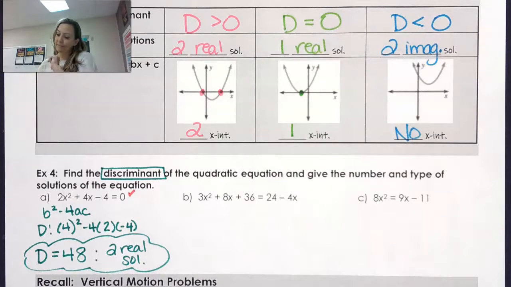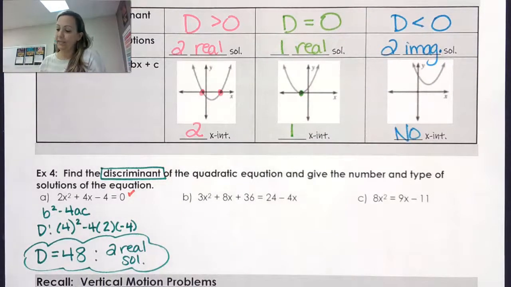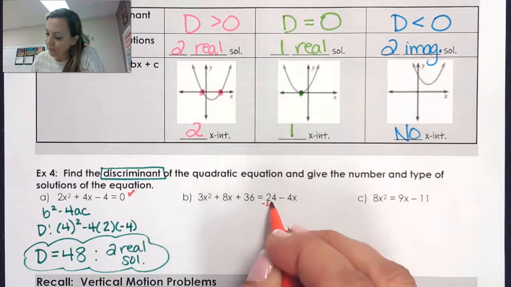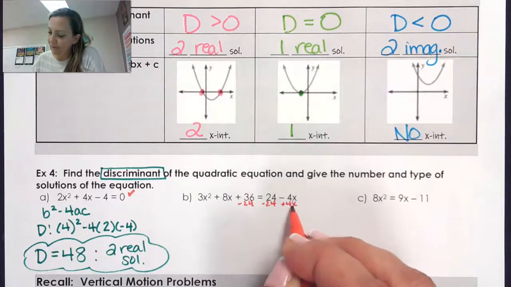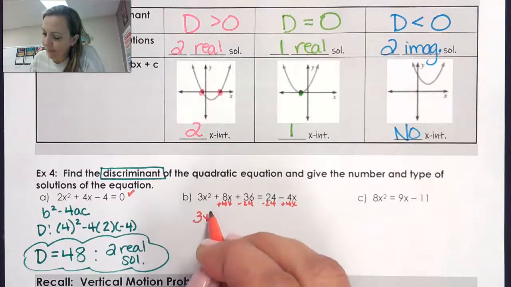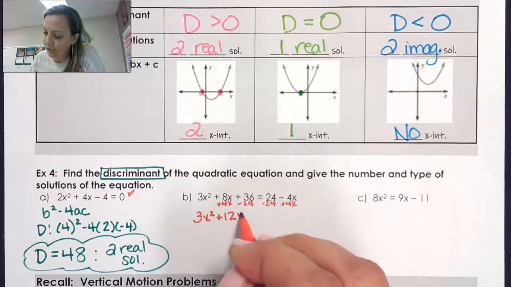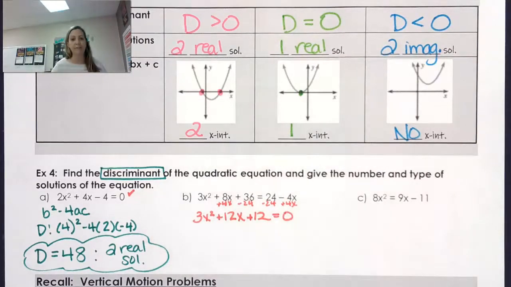So in letter B, I need to get one side equal to 0 before I utilize the discriminant. So I would need to subtract 24 from both sides and add 4x to both sides. Let's make sure that we're only combining like terms. That was an issue yesterday. And I have 3x squared plus 12x plus 12 equals 0.